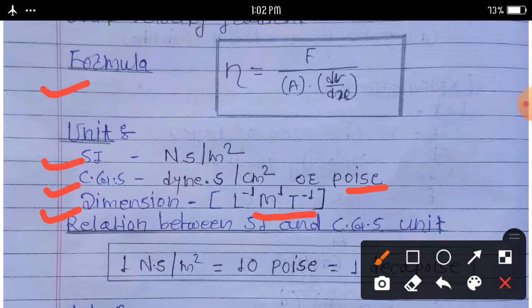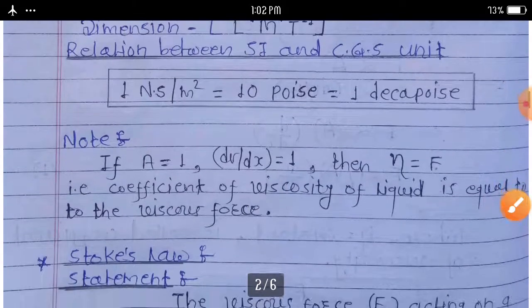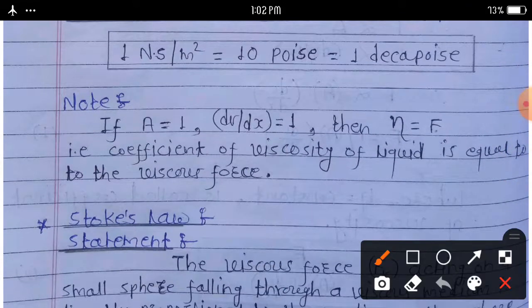The relation between the SI unit and CGS unit of the coefficient of viscosity becomes: 1 Newton second per meter square is equal to 10 poise, which is 1 decapoise. This is a very important relation. Note: if A is equal to 1 and dv upon dx is equal to 1, then eta is equal to F. That is, the coefficient of viscosity of a liquid is equal to the viscous force.